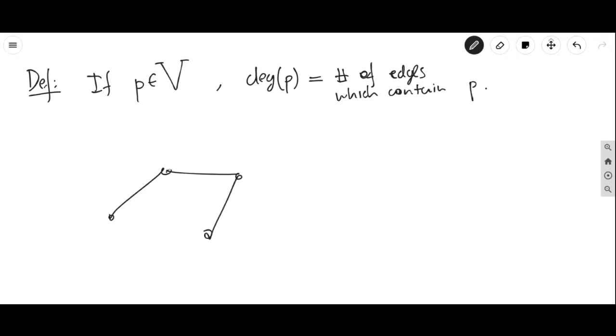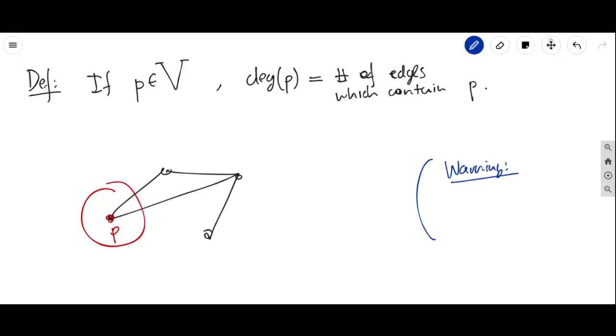So for example, when you have a graph like this, if this is P, then the degree would be 2. Oh, warning. I just realized this. I should have said this earlier. We are assuming our graphs are connected. So in the statements of our theorems and all of that, we're going to assume our graphs are connected. So just a small warning.